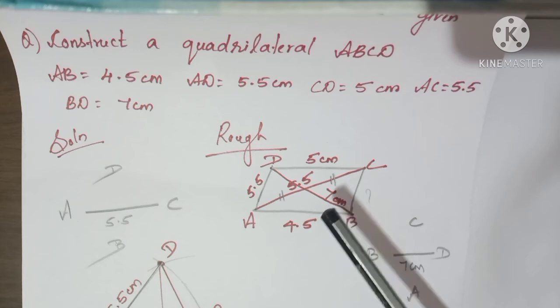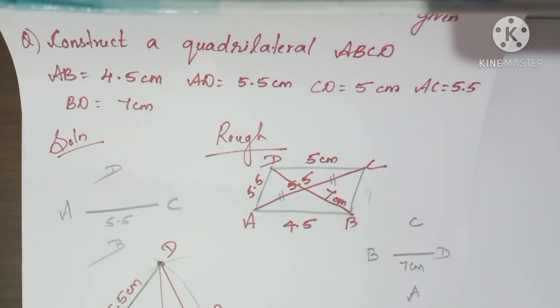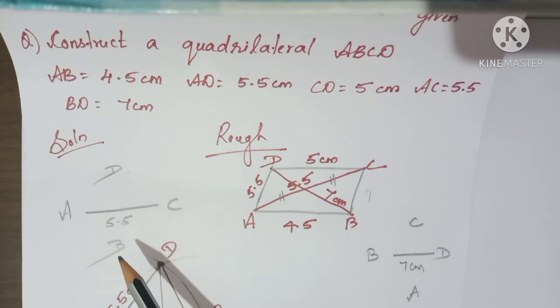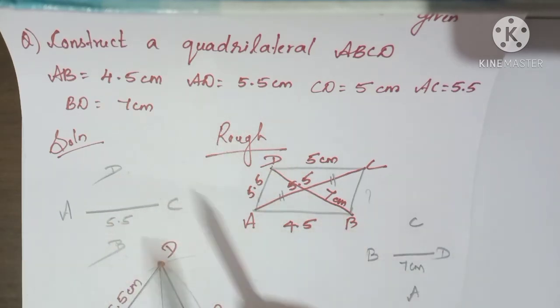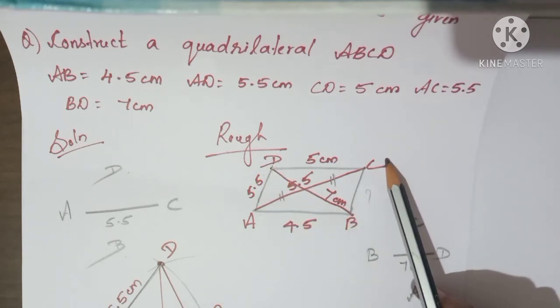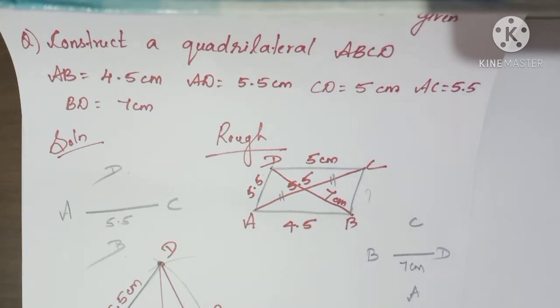Next, according to these measurements, you are going to construct a quadrilateral. Here how many diagonals do you have? 2 diagonals are given in the question. If you are taking AC as the baseline, what will be the upper part, children? D will be the upper part and B will be the lower part. If you are taking BD as the baseline, which part will be the upper part? C, and opposite to C, A.